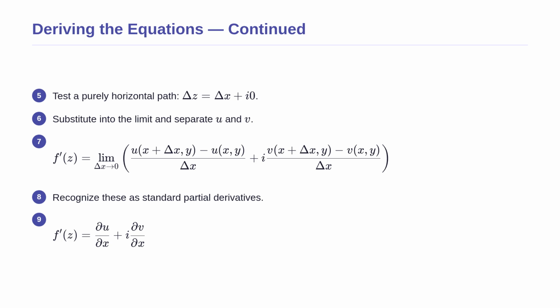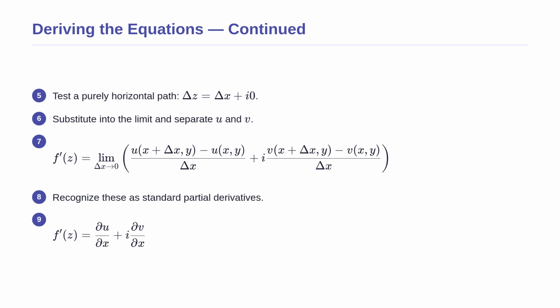Let us first test a path that moves purely along the horizontal, real axis. By setting the imaginary part of our tiny step to 0, delta z becomes simply delta x. We plug this purely horizontal step into our main derivative formula. At the same time, we separate the function into its real component u and its imaginary component v.